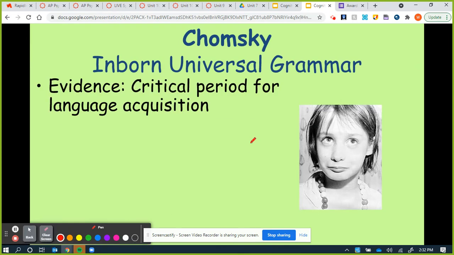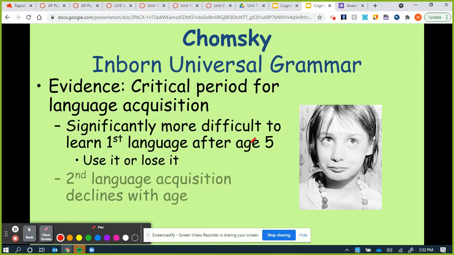It is inborn. Evidence for this is there's a critical period for it. We saw Jeannie's the most famous example of this when she was found at the age of 13. She had never really learned language. They tried to teach it to her. She was never really able to learn language.